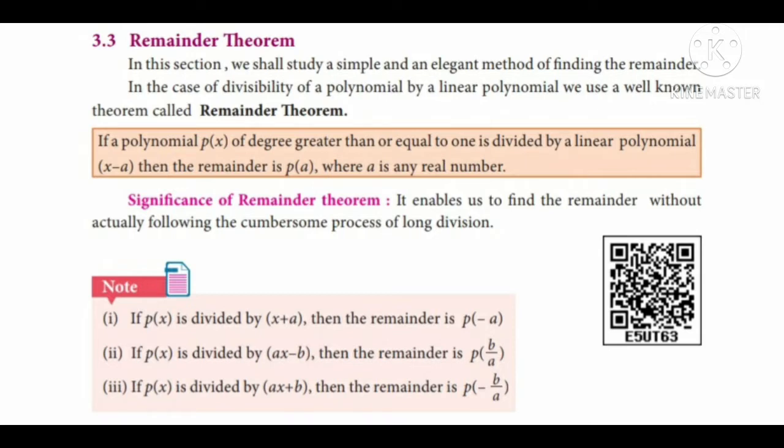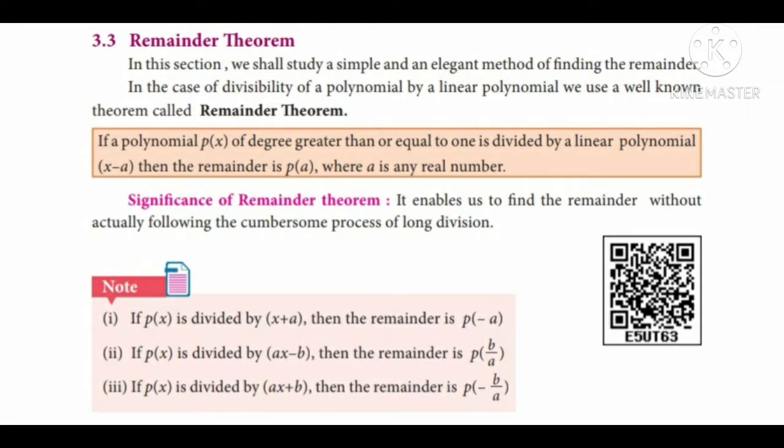Second one: if p of x is divided by ax minus b, then the remainder is p of b by a. That means ax minus b is equal to 0, so minus b will change into plus b, that is ax is equal to b. Then x is equal to b divided by a.